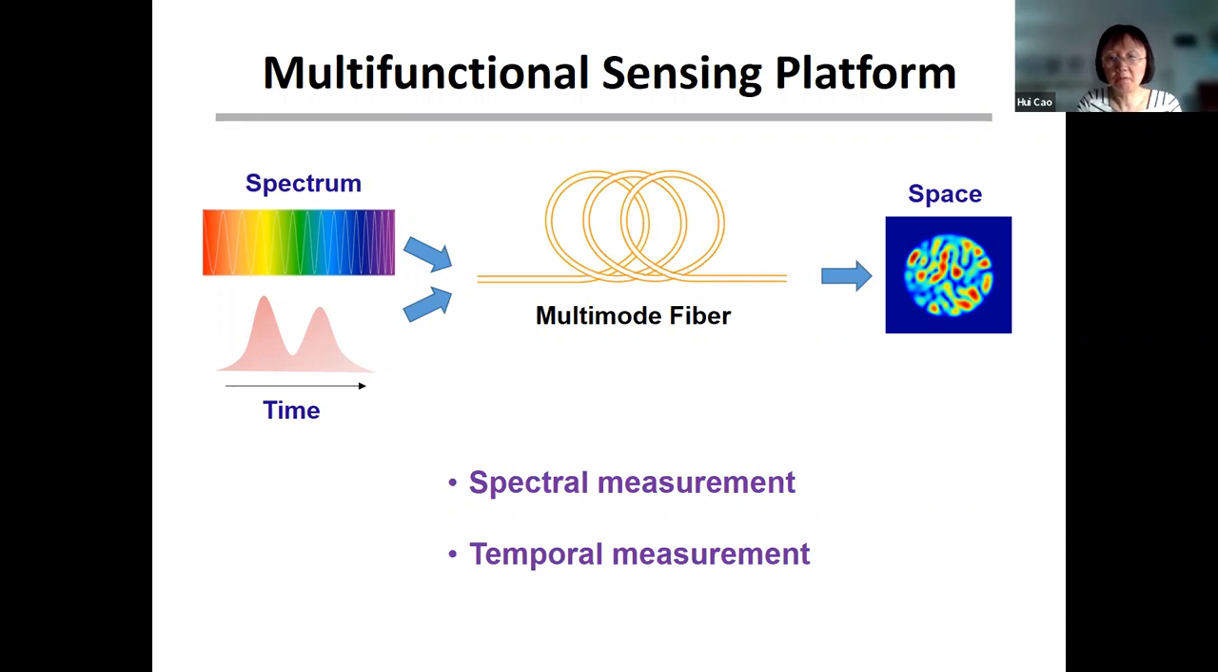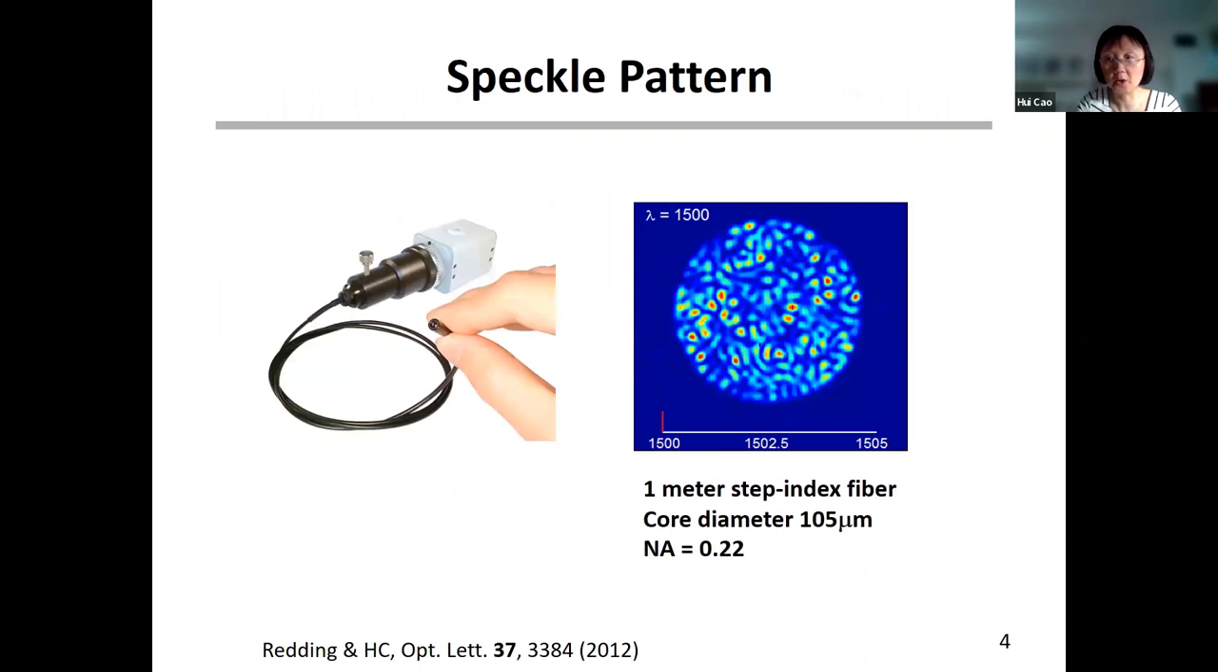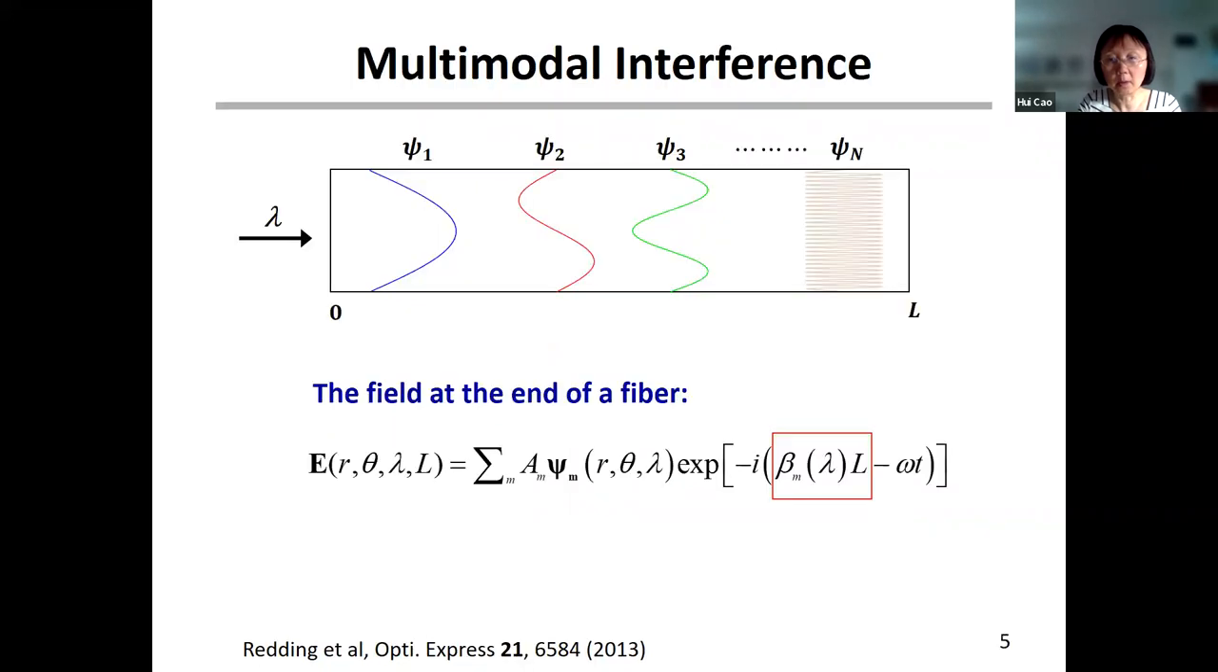So let me first try to show you how to retrieve the spectral information, that is, the spectrum. This part is relatively easy. We probably don't need machine learning. So how do we do this? If we have a multimode fiber, as I mentioned, and you shine monochromatic light through this multimode fiber, at the output you will see a speckle pattern. And if we scan the frequency, let me see what I can move.